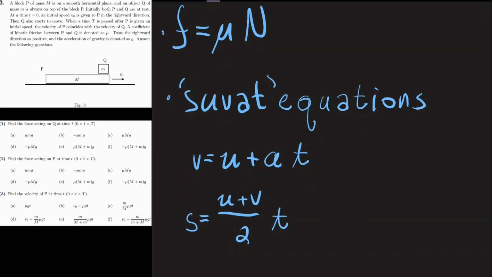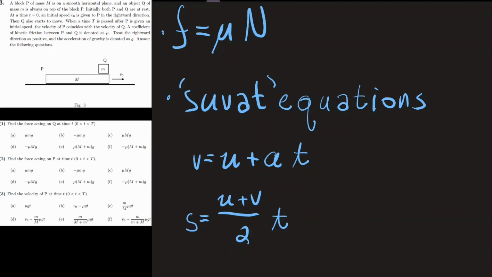When a time big T has passed after P is given an initial speed, the velocity of P coincides with the velocity of Q. A coefficient of kinetic friction between P and Q is denoted as mu. Treat the rightward direction as positive, and the acceleration of gravity is denoted as g. Answer the following questions.